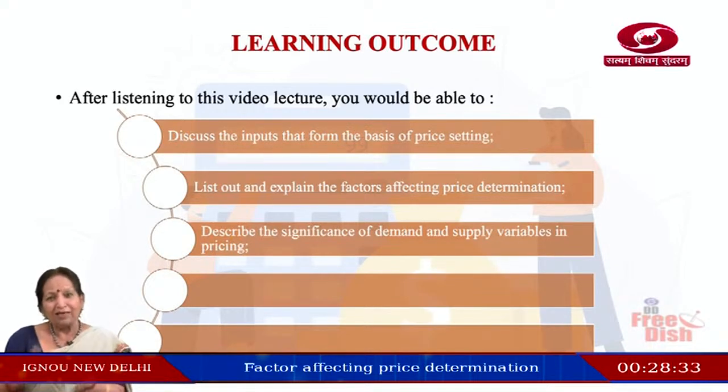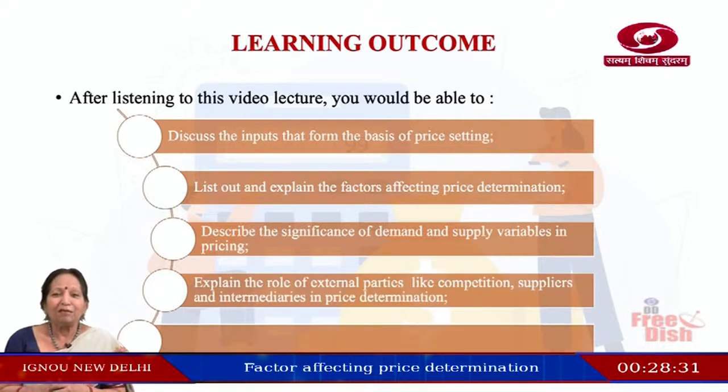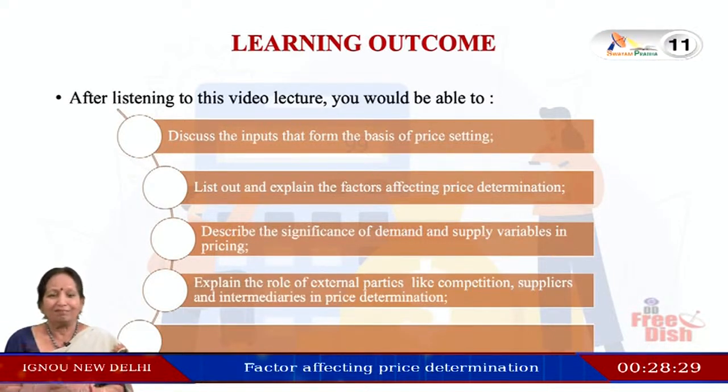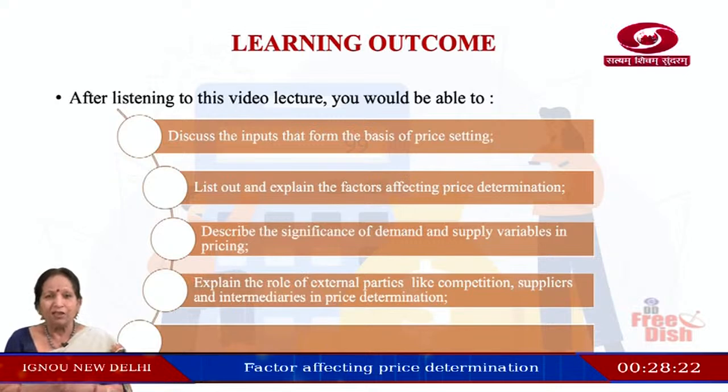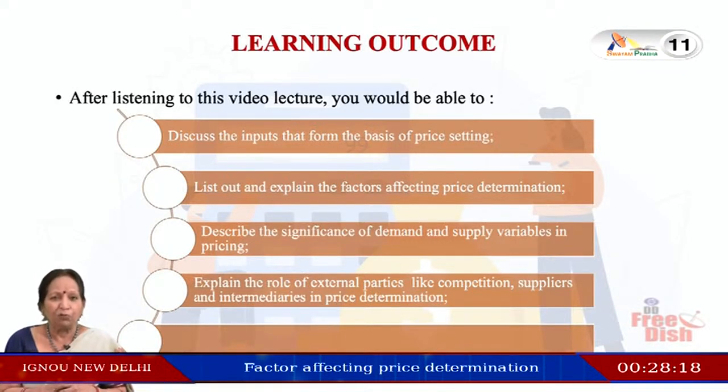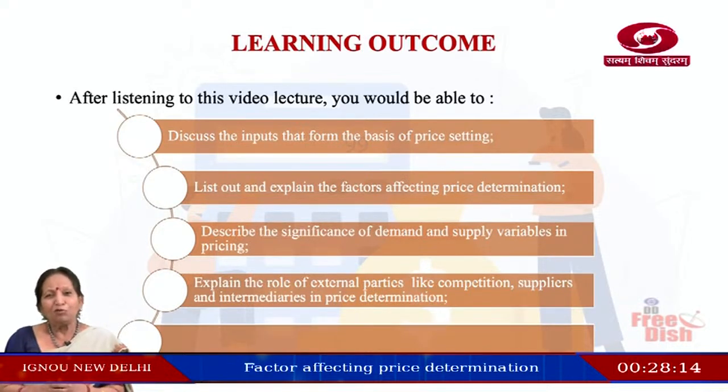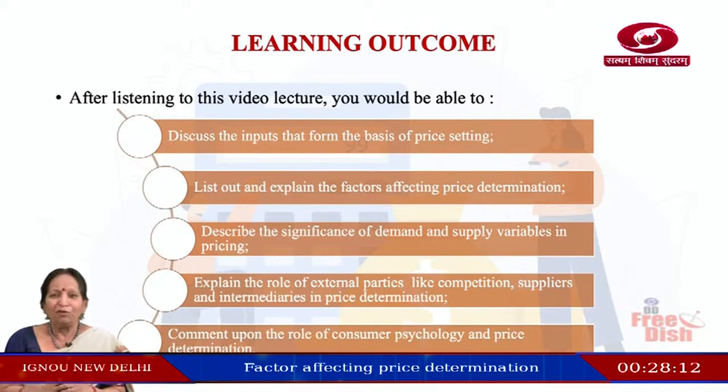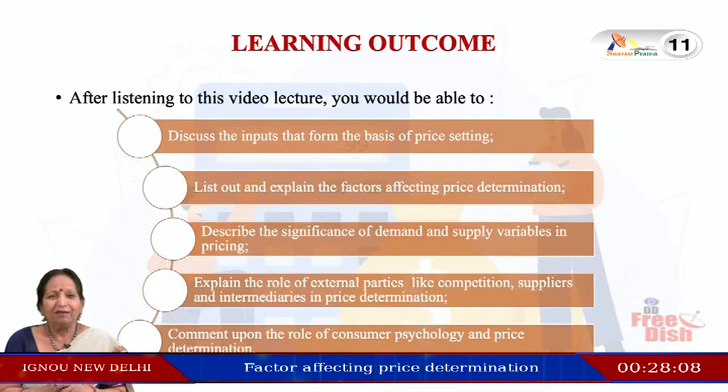There are external third parties that impact the price determination. These are people like competition, your suppliers and your intermediaries. You should be able to explain what is the role that these people play in your price determination. And you should also be able to comment upon the role that the consumer psychology plays in enabling a certain level of price.